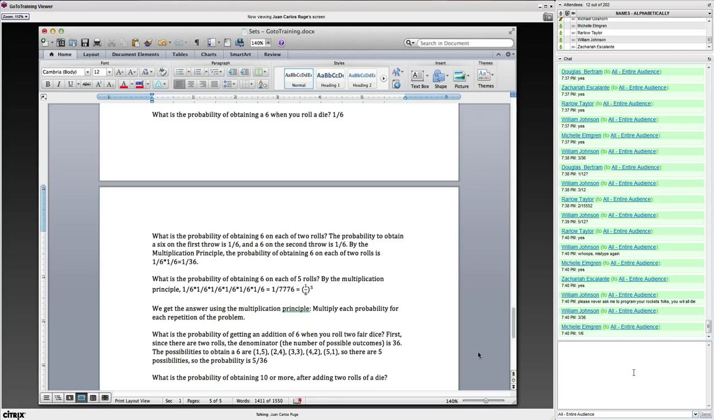Look at this. We're going to have 4 and 6. We're going to have 5 and 5. We're going to have 6 and 4. We're going to have 5 and 6. We're going to have 6 and 5. And we're going to have 6 and 6. So that means the probability is 6 over 36, which is the same as 1 over 6. Is that okay, guys? Is it clear? Is it good?